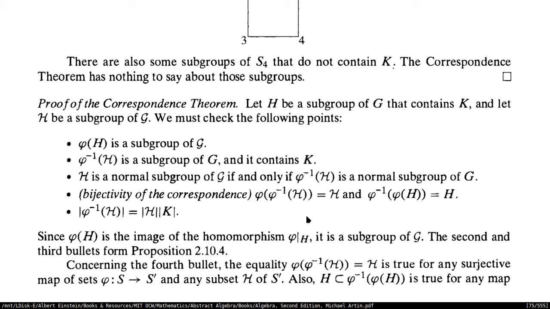Right? If X is an element of this, then phi of X is going to be in phi of H by definition of the preimage. But let's say phi of X is equal to phi of A, some element A in H. Then A inverse X is in the kernel, right? Because H contains the kernel. But since both A and A inverse X are in H, X is also going to be in H.